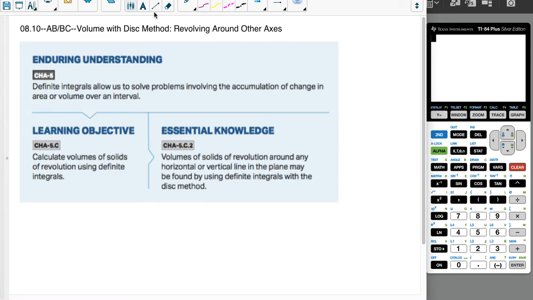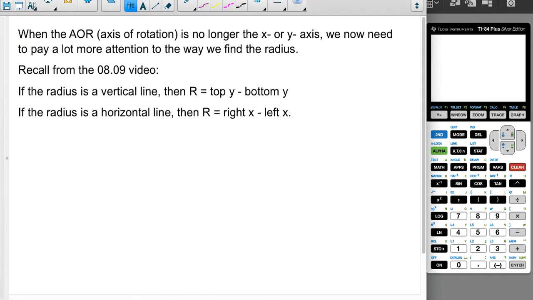All right, this is AP A, B, and BC Calculus. We're doing Unit 8, Section 10, which is volume with the disk method again, but this time we're revolving around other axes, not just the X and Y axis. So let's go ahead and dive in.